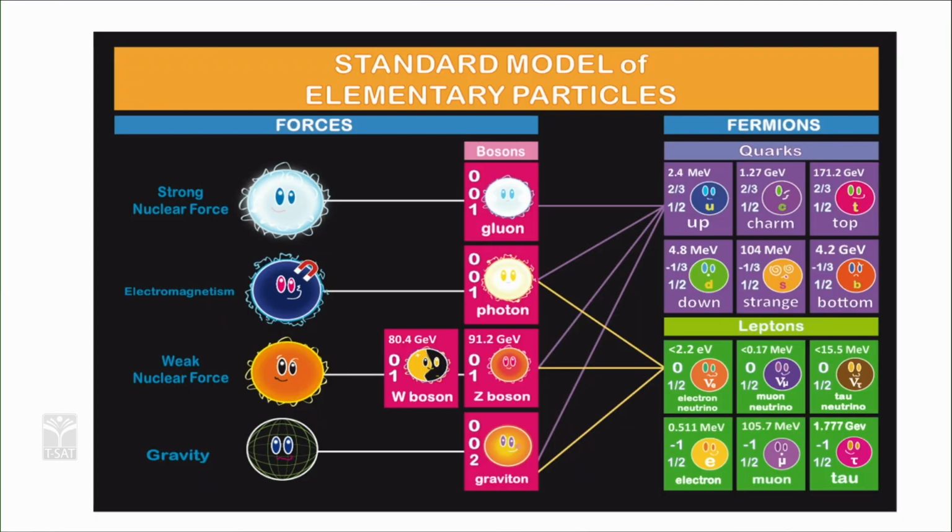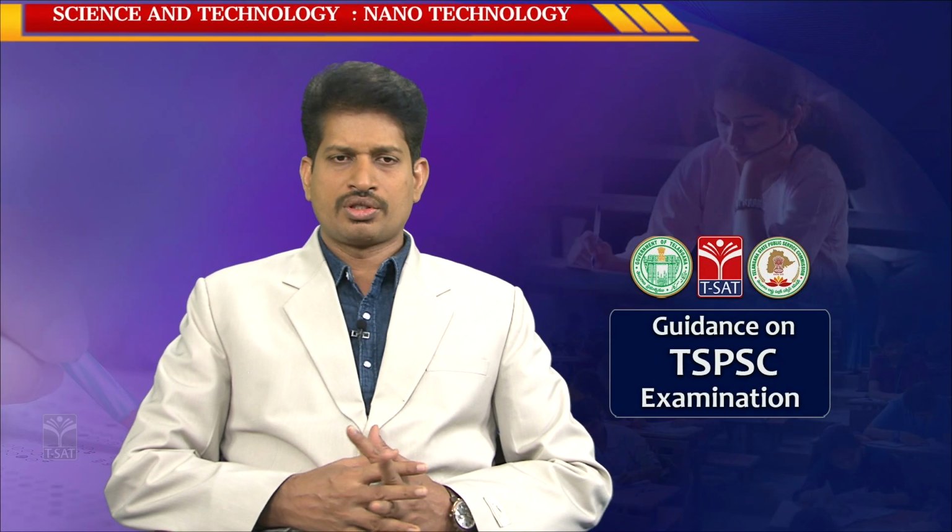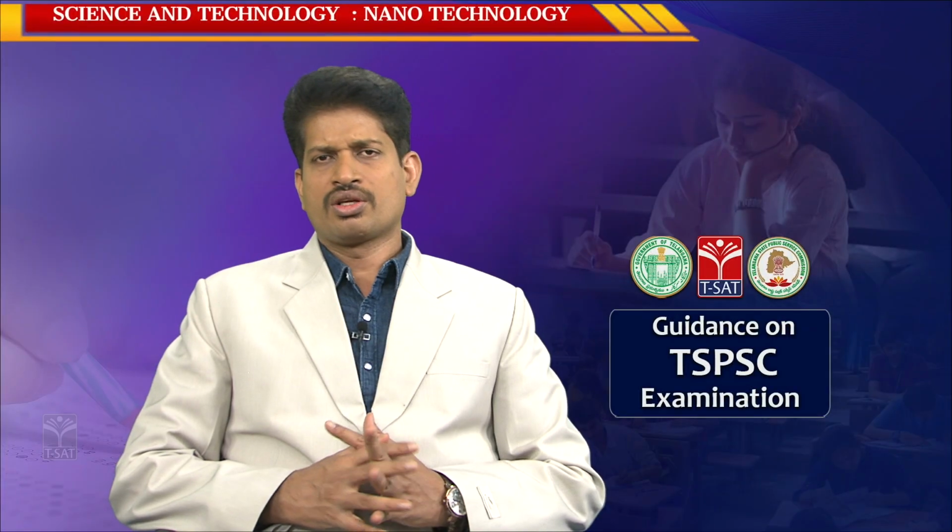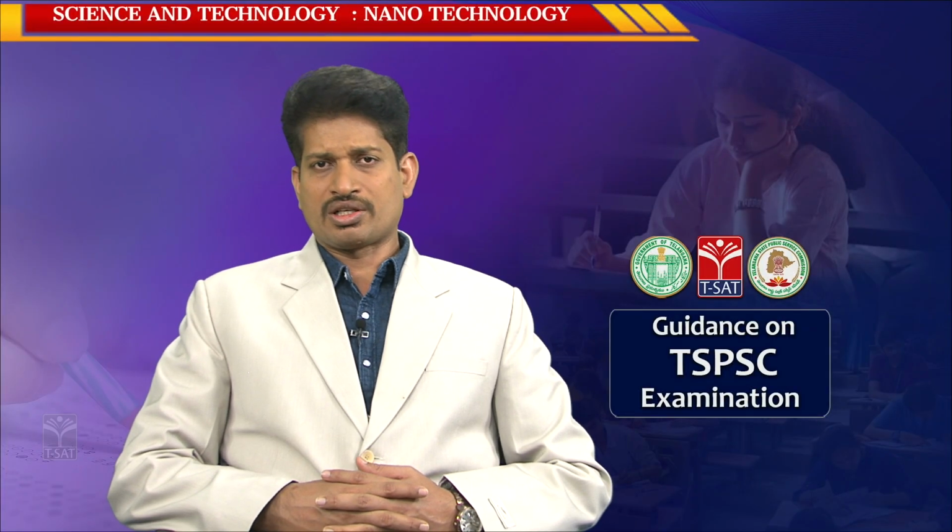Matter is made up of many such fundamental particles, as has been projected to you, like leptons, bosons and fermions. So, quarks, leptons, bosons and fermions, all these are subatomic particles which are described as fundamental particles. These fundamental particles are considered particles which cannot be divided.